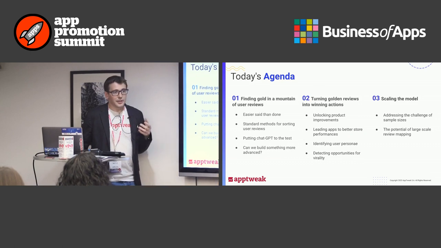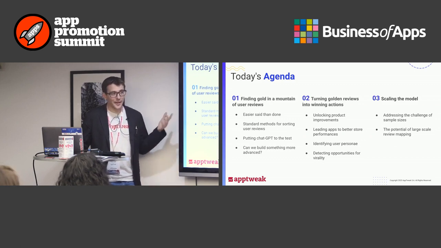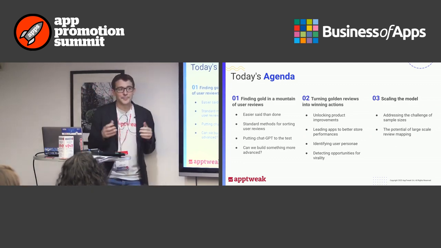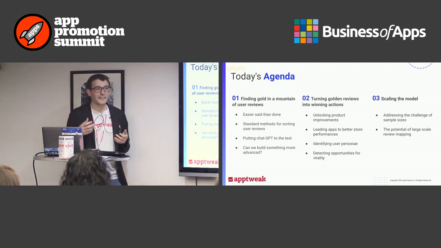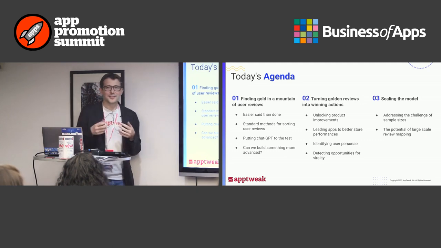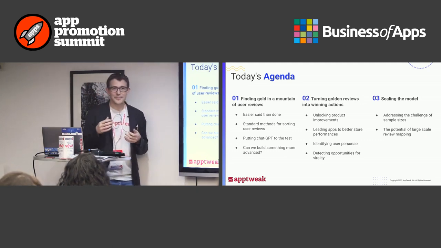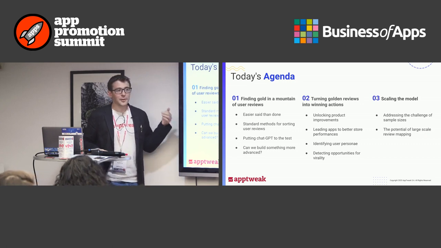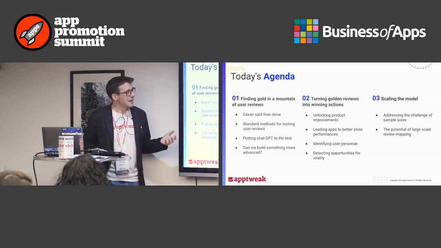For today, we're going to be talking about how to strike gold in user reviews. The first step will be how to actually find the gold, because you probably know that a lot of people tell you user reviews are amazing. If we ask by show of hands, how many of you have actually looked at your user reviews in the past months? I'm curious to see the result, but I fear there may not be that many raised hands. So we'll explain how you can actually do it efficiently.